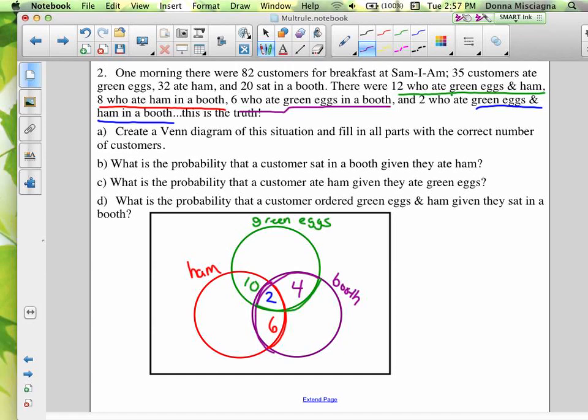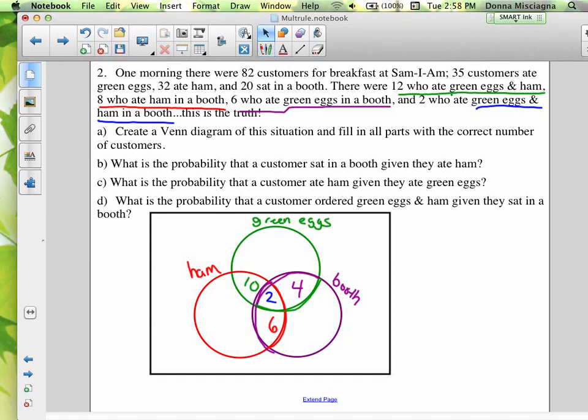All right, now we've got all the center sections filled in. Now we fill in the sections for just green eggs, just ham, just booth. Now, if you ate green eggs and you ate ham, you still ate green eggs. If you ate green eggs and ham and sat in a booth, you still ate green eggs. And if you ate green eggs and sat in a booth, you still ate green eggs. So we already have 16 people accounted for, right? We got 16 people that ate green eggs already accounted for.